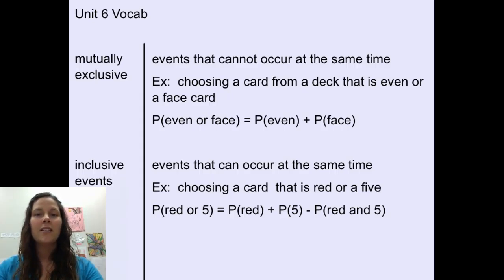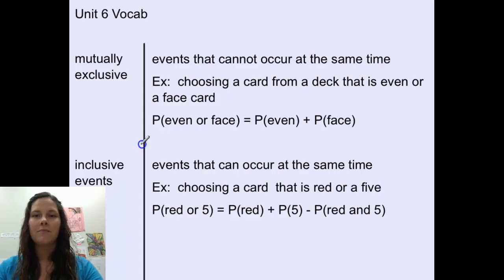There's events that are mutually exclusive. They cannot happen at the same time. So for example, if you're choosing cards from a deck, what's the probability of choosing an even number or a face card? That can't happen at the same time. If you pull one card out of the deck, it cannot be both an even number and a card with a face on it.